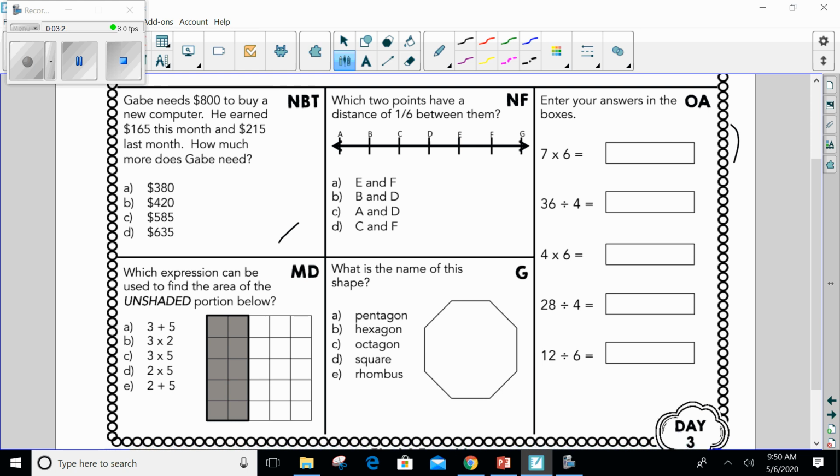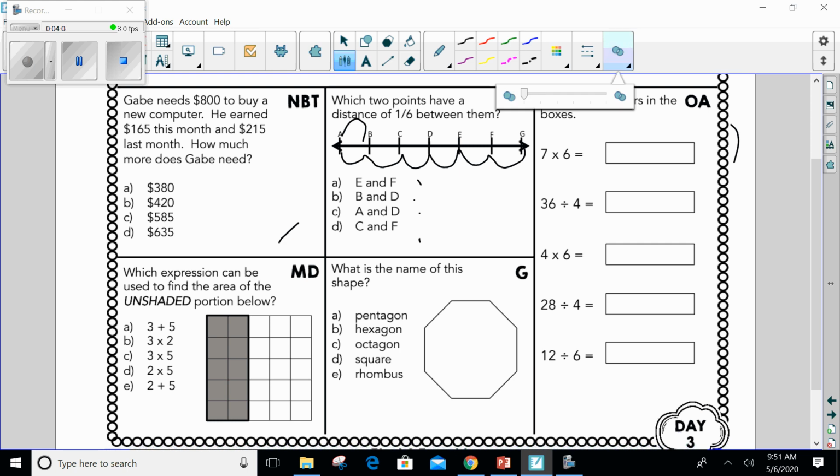Which 2 points have a distance of 1/6 between them? Which 2 points? It's not just one, but you will look in your answers. There are 2 points for each question. So let's look. You have to have 1/6 between them. Well, let's look at this. We have 1, 2, 3, 4, 5, 6. We have 1, so it's only going to be separated by 1 jump. That's it.